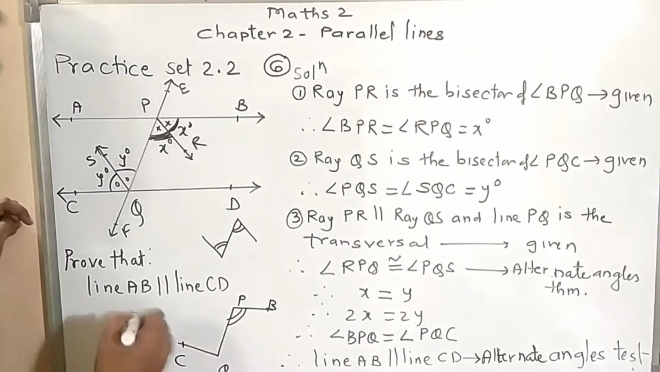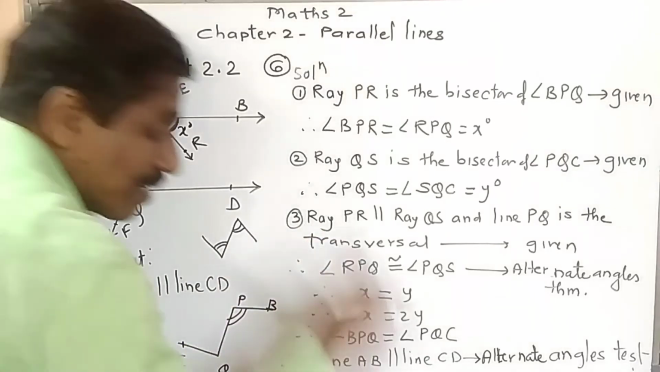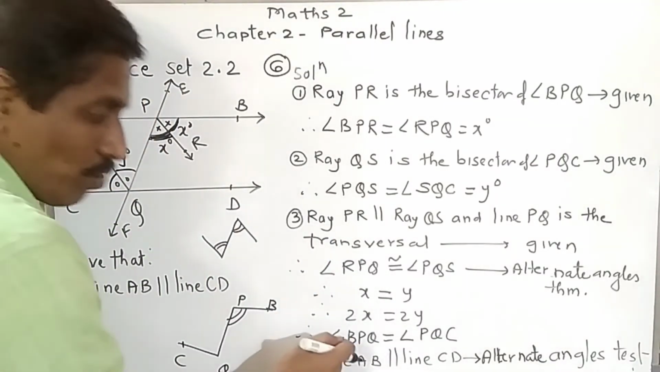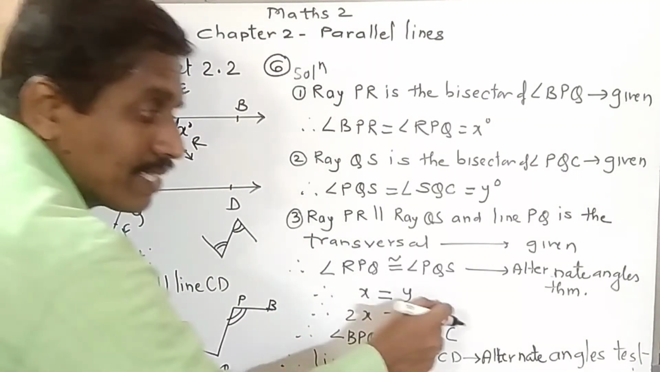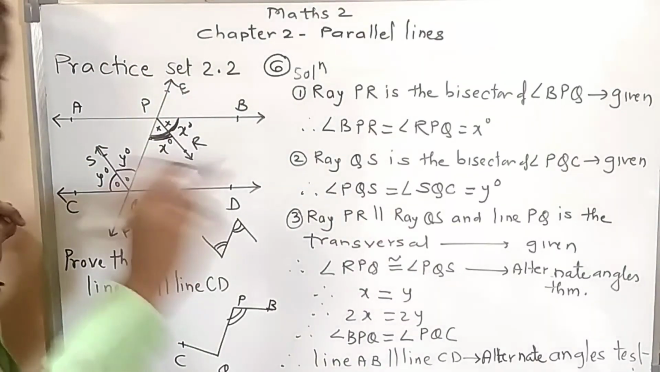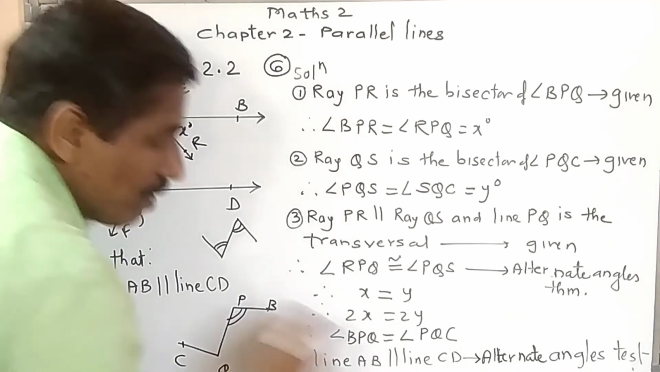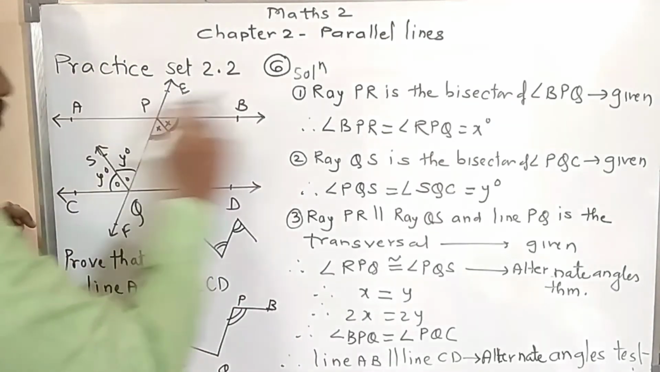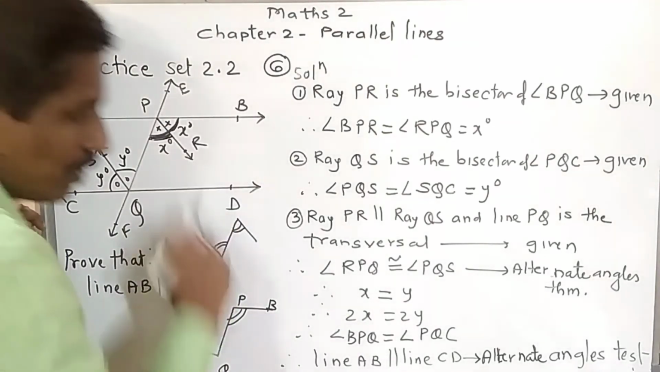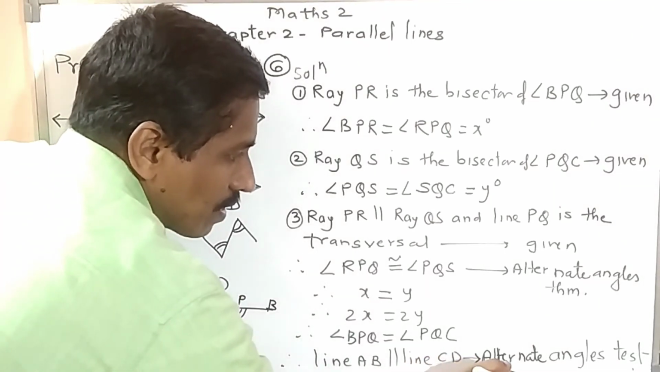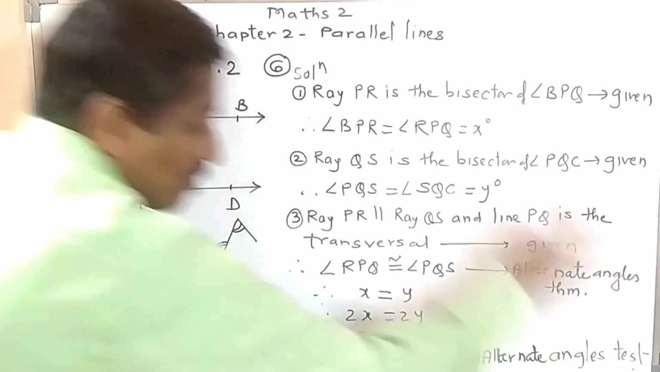What type of angles are these? These are alternate angles. And what have we proved? Alternate angles are congruent. And we know that when alternate angles are congruent, lines are parallel. Therefore, line AB is parallel to line CD. The reason is the alternate angles test.